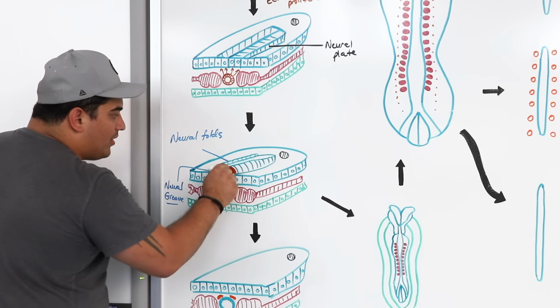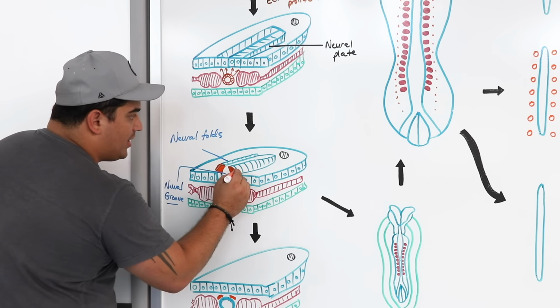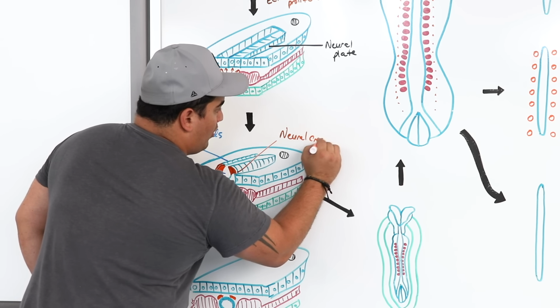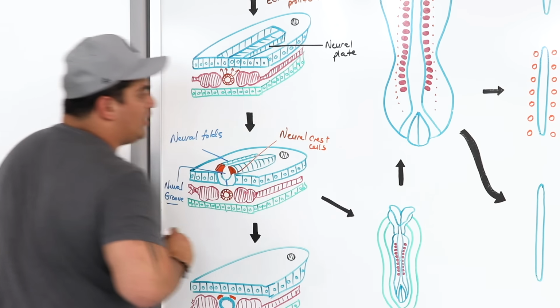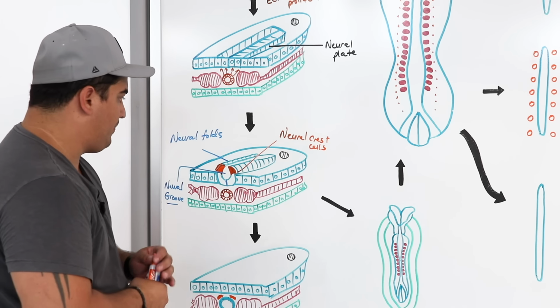And then the neural crest cells are going to be kind of right around the edges of the neural folds. So again, what are these orange cells here called? They're called neural crest cells. These are important because they're going to differentiate into a lot of different structures that are important for our peripheral nervous system, okay?